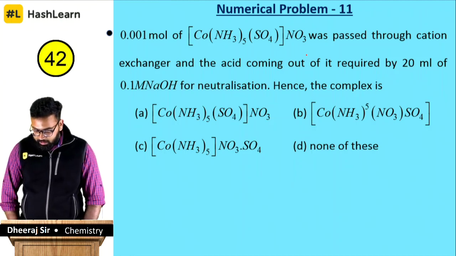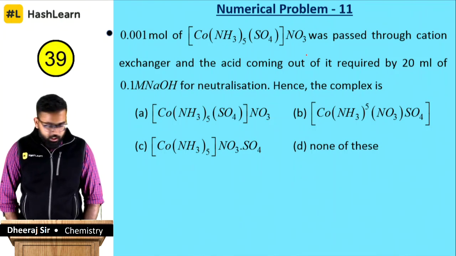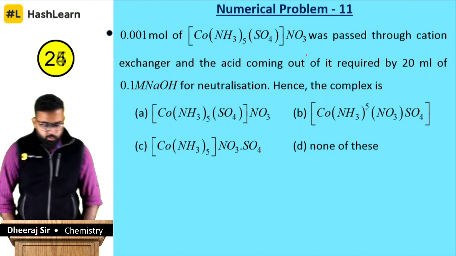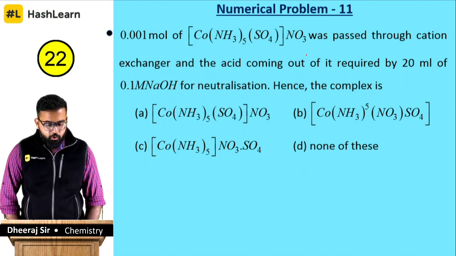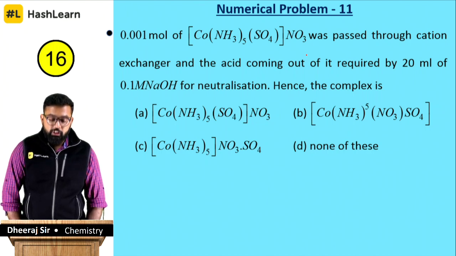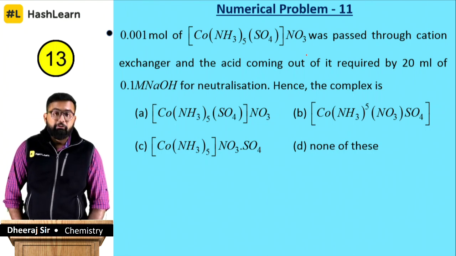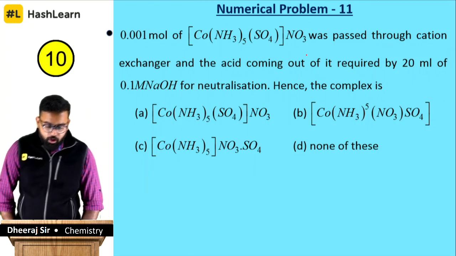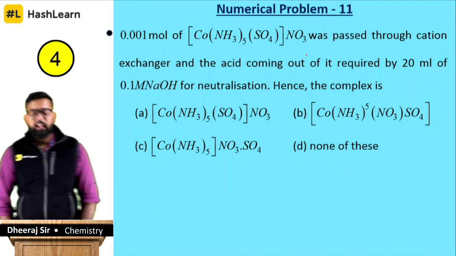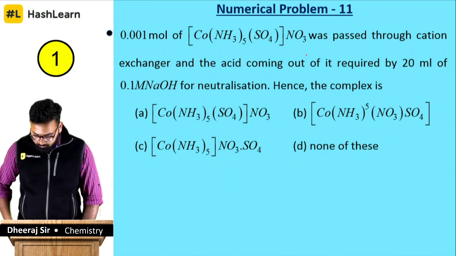This is again an analytical type question. Try to answer this analytical type solving question. 0.001 mole of [Co(NH3)5SO4]NO3 was passed through a cation exchanger, and the acid coming out of it required 20 ml of 0.1 molar NaOH for neutralization. Hence the complex is. So the question is a little tricky, definitely very important. It involves stoichiometry with coordination compounds. So have a detailed look at the question. Take a couple more seconds, no worries, but have a detailed look at the question.